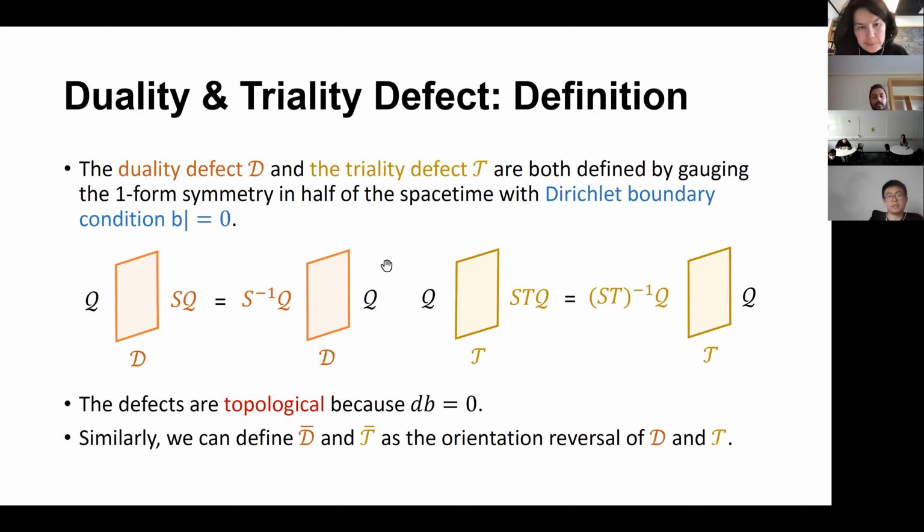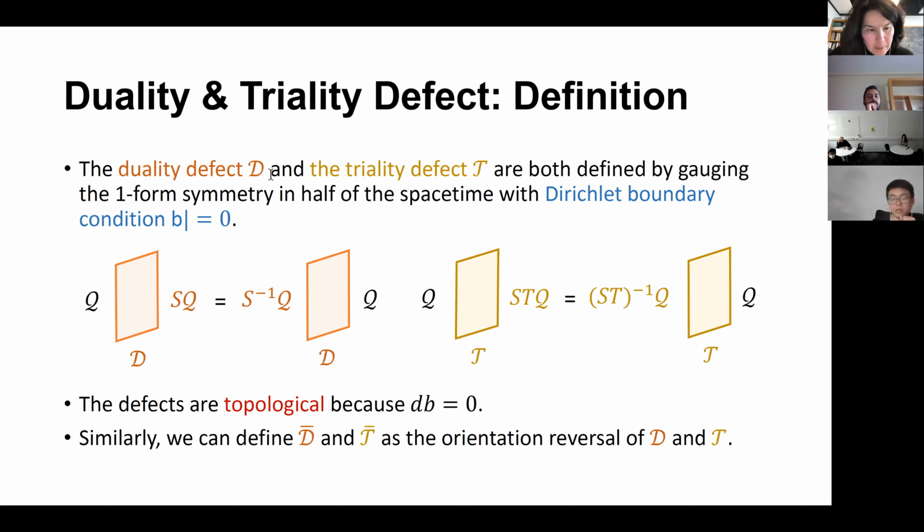Suppose the condition is satisfied, then we can just define the duality or triality defects by gauging the Z2 1-form symmetry in half of the space-time. And when we gauge the symmetry, we have to specify the boundary conditions. The boundary conditions we specify will be the Dirichlet boundary condition for the Z2 2-form gauge field B. Okay, so let me demonstrate this. For example, let's consider the duality defect.